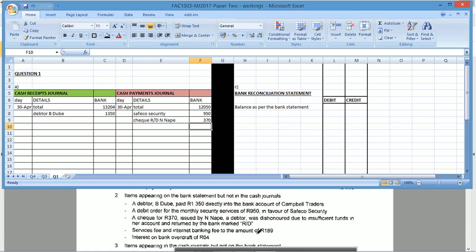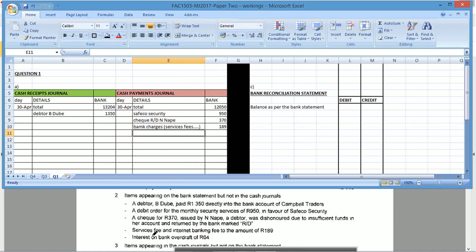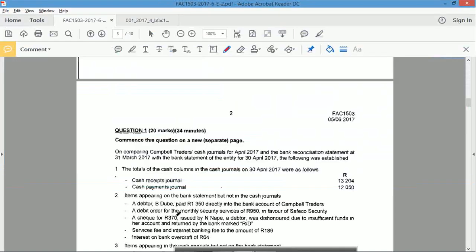Service fee and internet banking, 189. Correct, bank charges. Or you can call it service fees or whatever they refer to it as. Service fees, etc., internet banking. Interest on bank overdraft goes here as well. You pay it. The interest on the overdraft was 64. Great. Now you've completed point number 2.